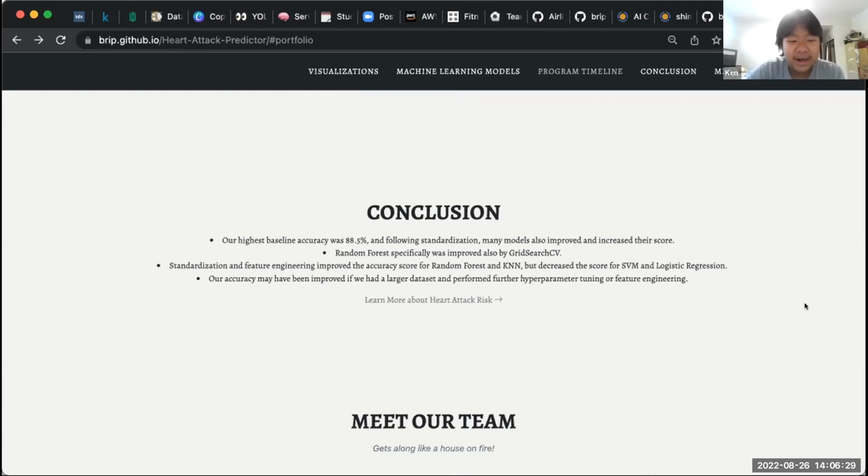Conclusion. Our highest baseline accuracy was 88.5%, and following standardization, many models also improved and increased their score. Random forest was improved also by using grid search CV. Standardization and feature engineering improved the accuracy score for random forest and KNN, but decreased the score for SVM and logistic regression. Our accuracy may have improved if we had a larger data set and performed further hyperparameter tuning and feature engineering.